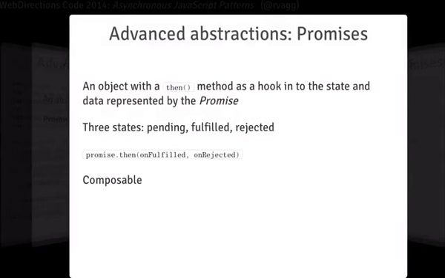Simply put, a promise is an object with a then method, which is a hook into the state and data represented by that promise. The promise has 3 states: pending, fulfilled, and rejected. Very well-defined transitions between those states, and this is the interface you'd use. Promise.then takes 2 callbacks, both are optional. Either you get a fulfilled or a rejected. And they're composable. You can put them together, you can return promises from within the then callback. You can do all sorts of things to give them complex flow.